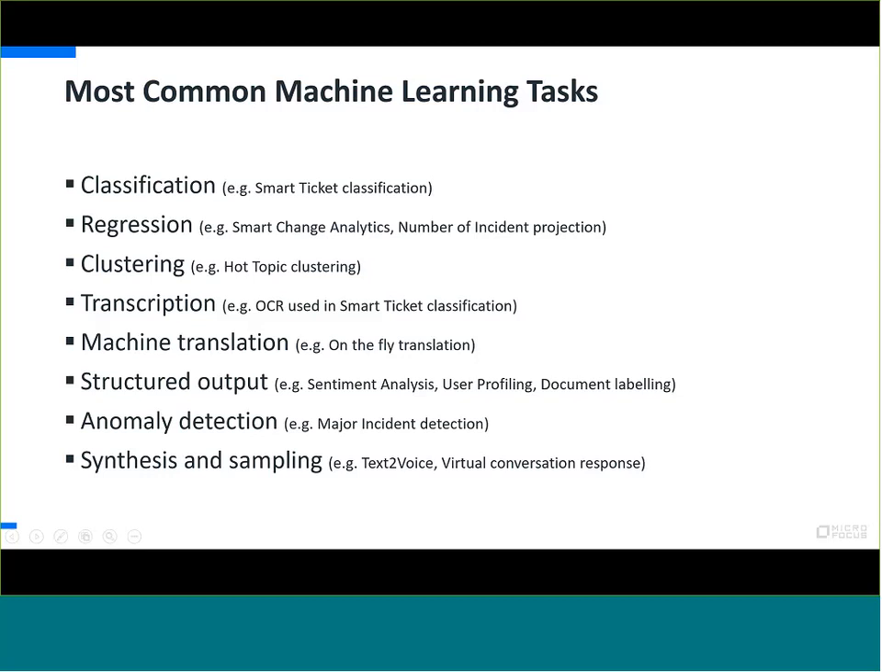Clustering tasks, very important type of machine learning that we apply in our case in hot topic clustering and finding patterns that may occur in descriptions or searches involved with what users are doing in the system. Transcription tasks, these would be well exemplified by looking at digital data, like what we have in images that are optically looked at, analyzed, and then used for classification of smart tickets.